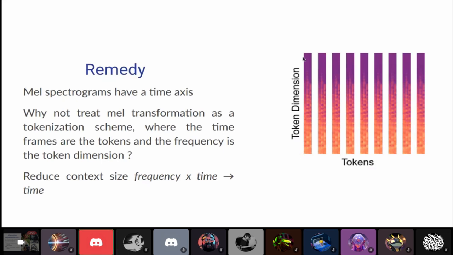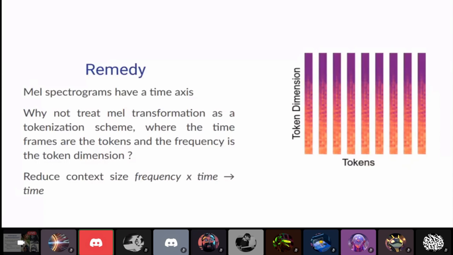Why we can do this, or what inspired this, if you think about the STFT, we take a window of the audio, and then apply the Fourier transform in this window. So in a way, it's sort of a tokenization scheme that takes a part of the audio, and the Fourier transform is kind of a tokenization, let me call it, function. And well, if we treat ML spectrograms as a tokenization scheme, with the time axis representing the tokens and the frequency axis as the token dimension, we can reduce the context size further down to just the time axis. So instead of having a context size of maybe 256 by 16,000, we only have a context size of maybe 16,000.